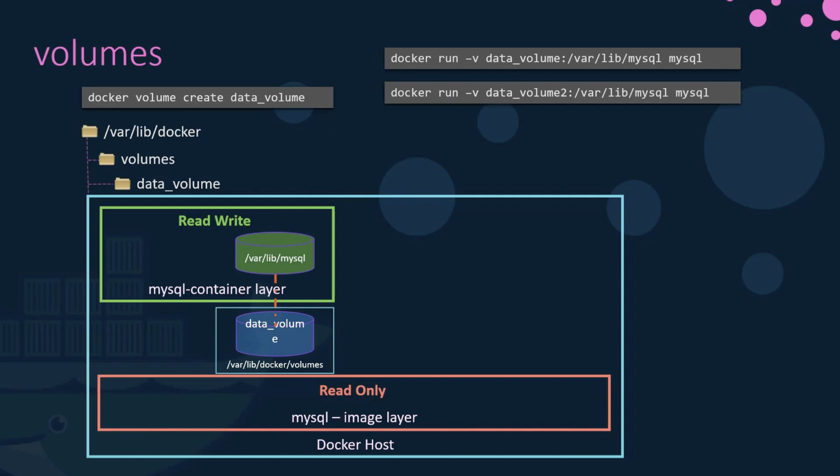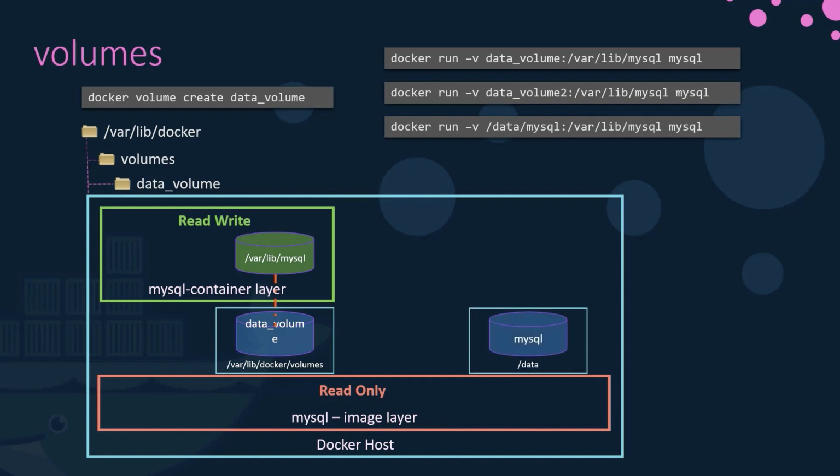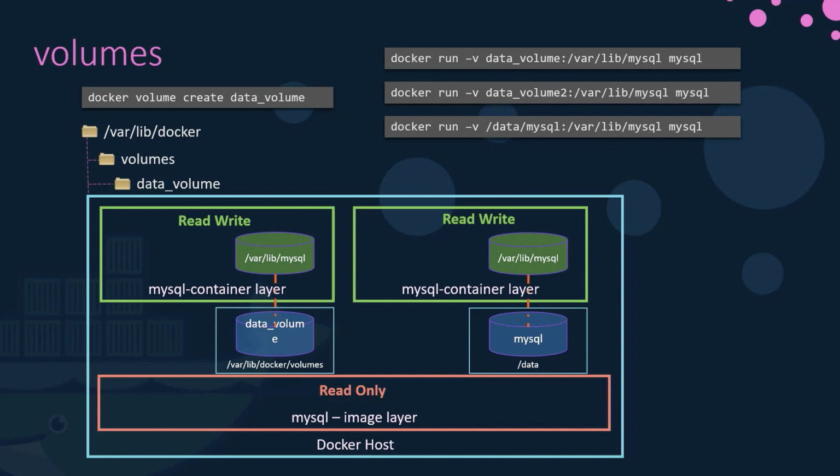In that case, we would run a container using the command docker run -v, but in this case, we will provide the complete path to the folder we would like to mount, that is /data/mysql. And so it will create a container and mount the folder to the container. This is called bind mounting. So there are two types of mounts, a volume mounting and a bind mount. Volume mount mounts a volume from the volumes directory, and bind mount mounts a directory from any location on the Docker host.